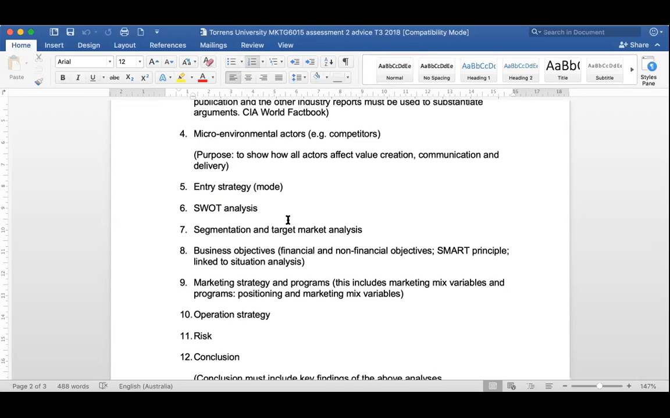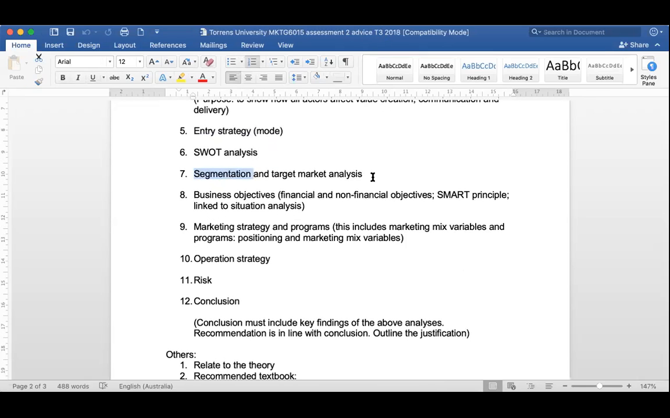Then your SWOT analysis. Now, we've discussed segmentation, target market analysis, and we also have discussed the marketing strategy. Now business objectives, we are going to look into briefly next week. We've discussed positioning, and today we've discussed the product decision. And next Friday, we are going to discuss price, placement, and promotion. And after that, we are going to discuss the operation. We have discussed risk some time ago. So next Saturday, we are going to discuss the operations and also the objectives.